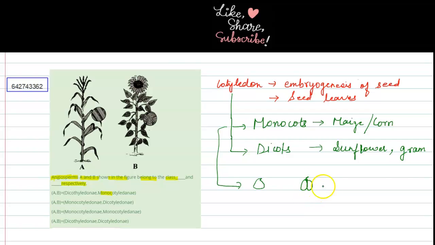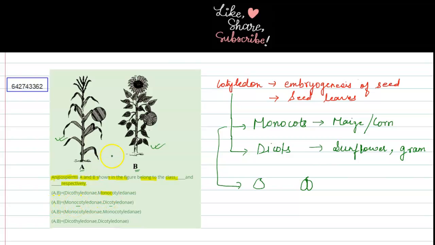Now, for approaching this question, you can simply look at the question and the figure that you can see here. This figure looks like a corn and this figure looks like a sunflower. So you can directly derive an option: as we know that maize is a monocot, A would be monocot and B should be dicot. So A monocot and B dicot should be the option.